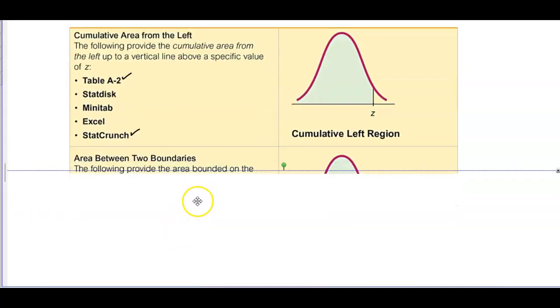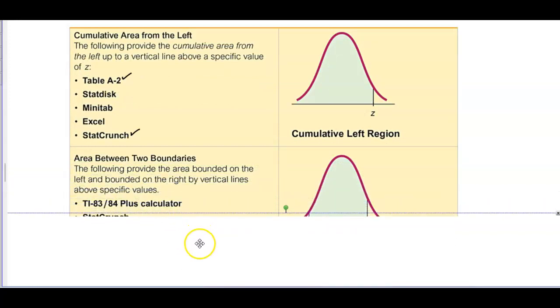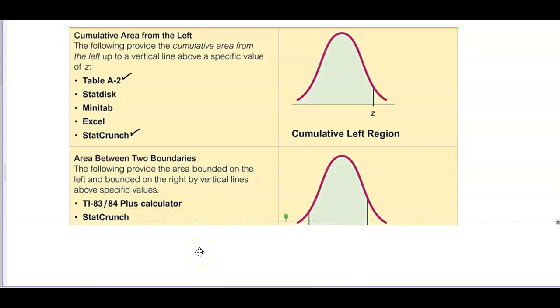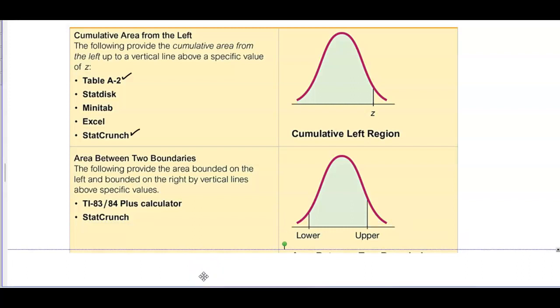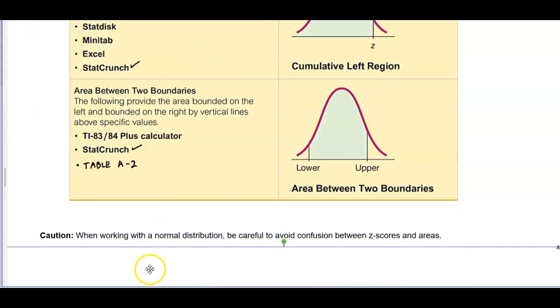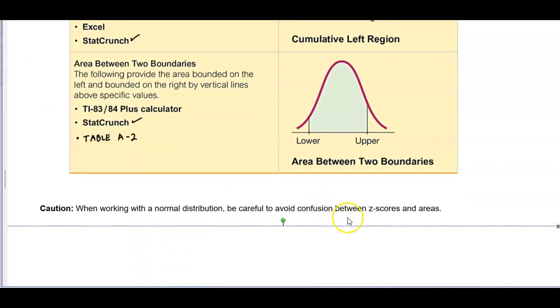Okay, now, areas between two boundaries. The following provide the area bounded on the left and bounded on the right by vertical lines above specific values. Now we have the TI-83 or StatCrunch, and we also just saw that table A-2 can also give us the values that are in between. Now caution, when working with a normal distribution, be careful to avoid confusion between z-scores and areas.